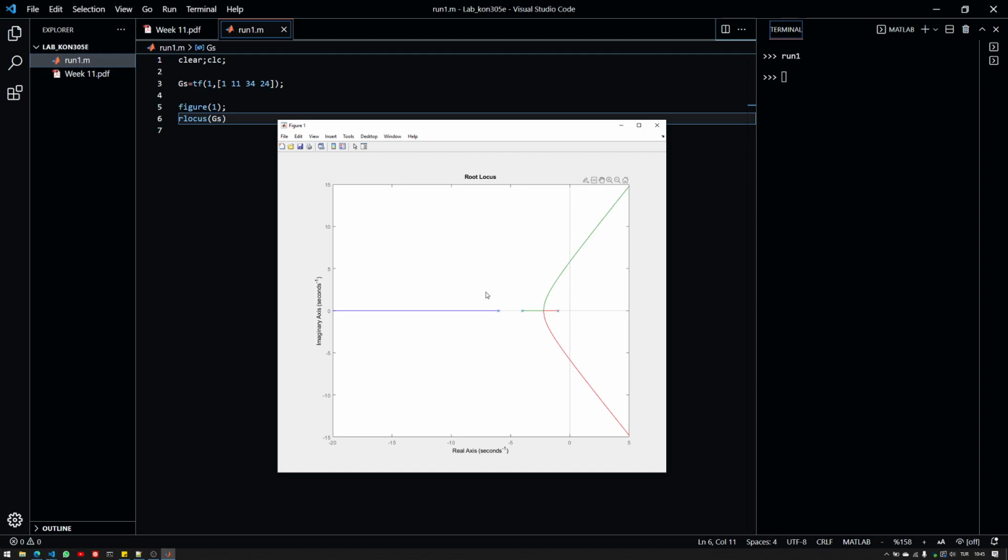If it's not, then there's no such gain that will assign the poles to that point. So therefore, the first step is to check if there is a point that we can achieve. And the second one is to calculate what gain we need, therefore. So in MATLAB, usually it is fairly easy. You just click on it and you see the gain value. But that's not really that easy in real life. So let's try to calculate this manually.